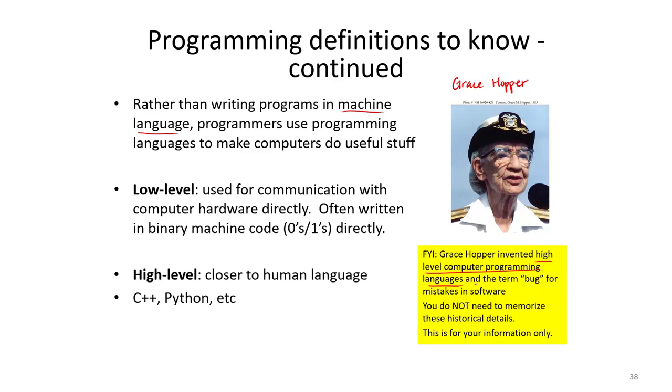The difference here is that a high-level programming language is closer to human language. These are things like C++ or Python, where we write programs using words and symbols that we understand. However, the high level must be converted into low-level programming language. Low-level programming languages are used to communicate directly with computer hardware, so these are often written in zeros and ones. High-level is closer to English, whereas low-level is communicating directly with hardware.